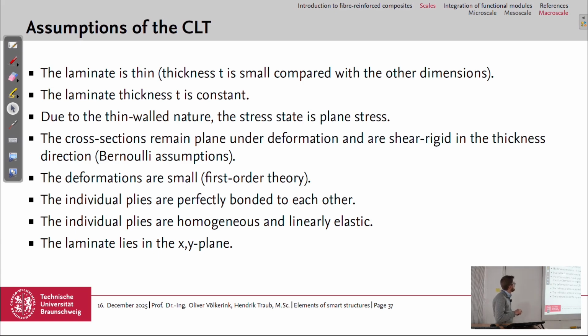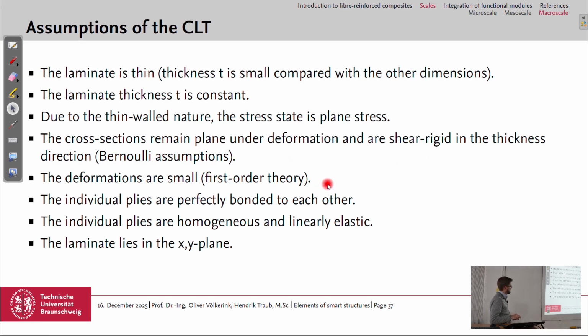Assumptions of the classical lamination theory are that the laminate is thin, so the thickness is small compared to the other directions. That we assume that the laminate thickness is also constant. We assume a plane stress state because we have the thin-walled structure. And we again have the Bernoulli assumptions like we used in the last lecture, that cross sections remain plane and are shear rigid in the thickness.